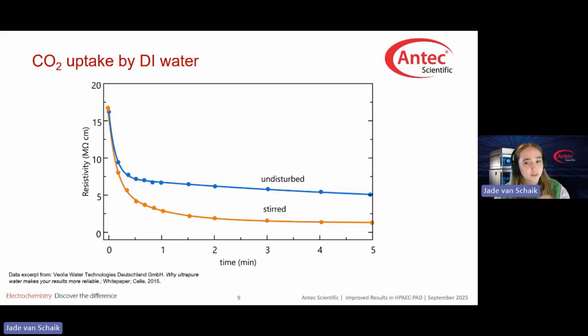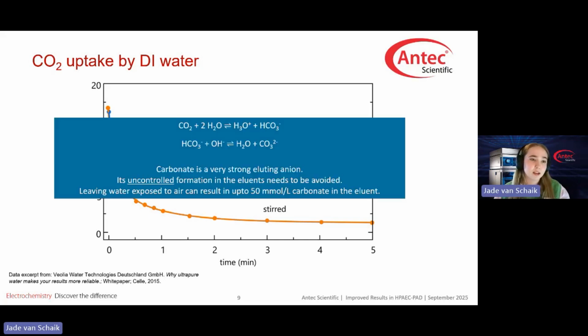If you're not careful, the DI water can become saturated with CO2, reaching up to 55 millimoles per liter. Since carbonate, formed at the pH of a typical HPAEC-PAD eluent, has strong elution power, its presence will change the properties of the eluent. This results in a shorter retention time, varying sensitivity, and even differences in the selectivity. Therefore, we must prevent carbon dioxide from entering the eluent.